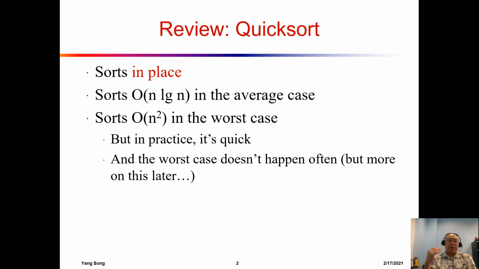But with some smart implementation, we can usually avoid having this worst case. So the worst case won't happen very often. But anyhow, later in this class, we are going to talk about how we can avoid having the worst case happen again and again and again.